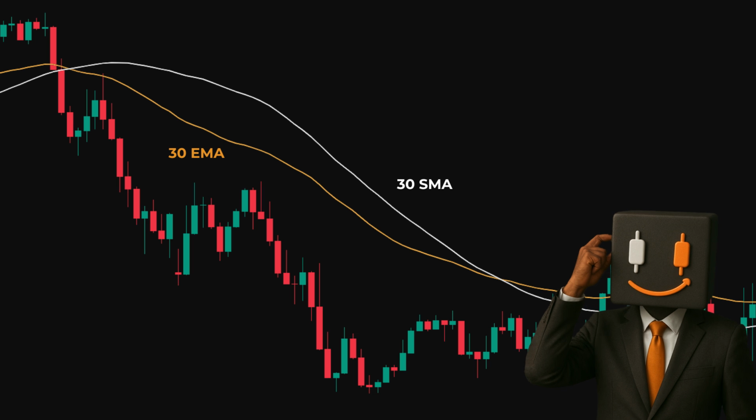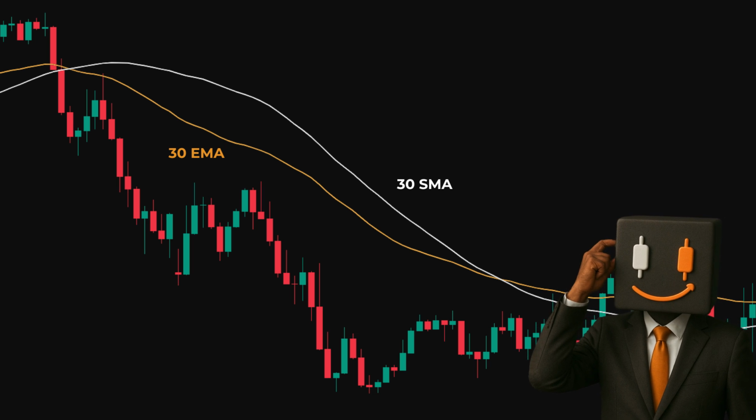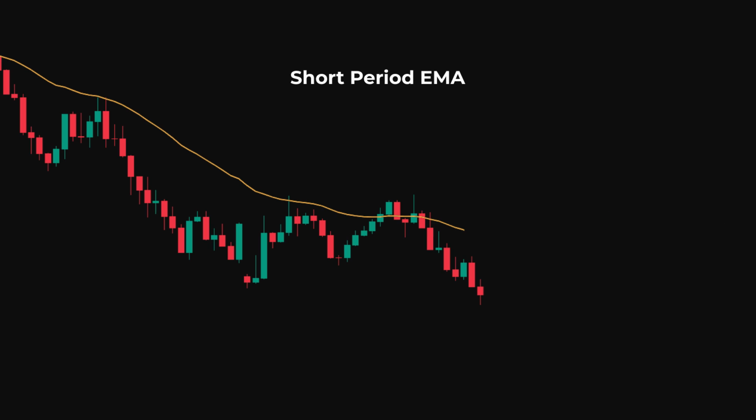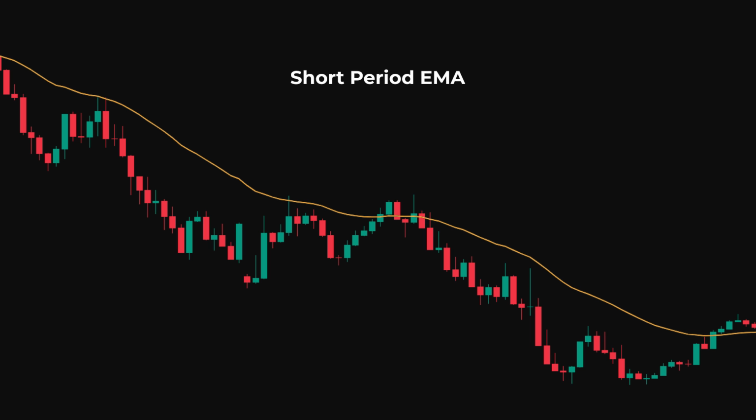So by now you're probably asking yourself, which is better, the simple or the exponential moving average? When you want a moving average that will respond to the price action rather quickly, then a short period EMA is the best way to go, but the con is it is more prone to cause freakouts and give errant signals.